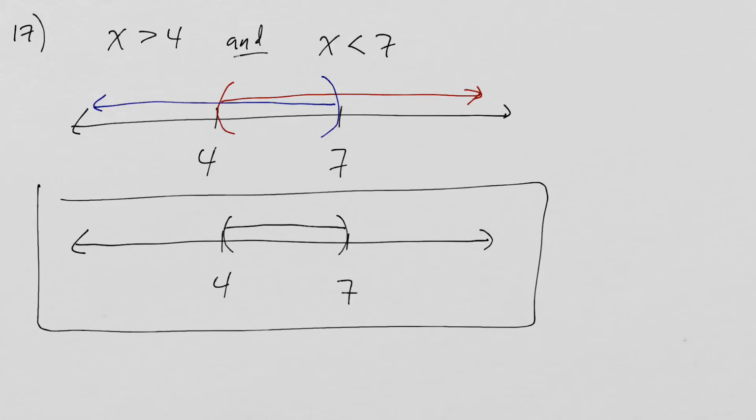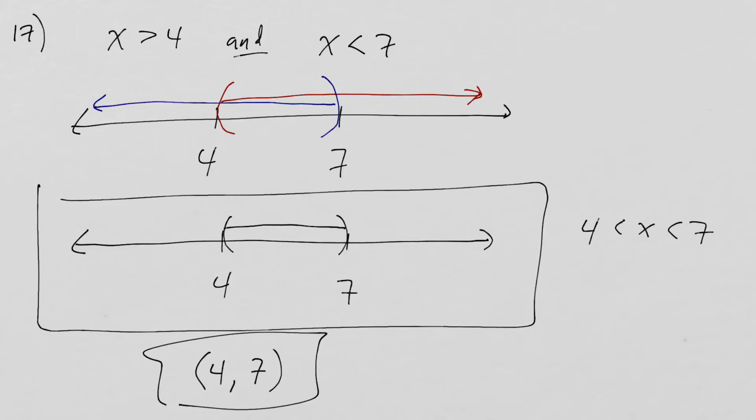If I was to write this as a compound inequality, I would write 4 less than X less than 7. In interval notation, we're going to write this like this. We're just going to include a parenthesis 4 and a parenthesis 7. This is interval notation because we have a parenthesis here and a parenthesis there.